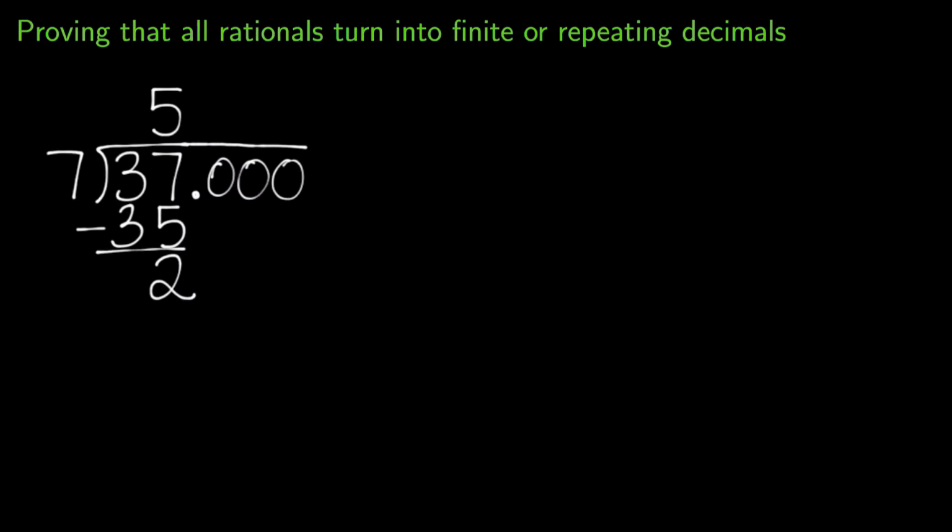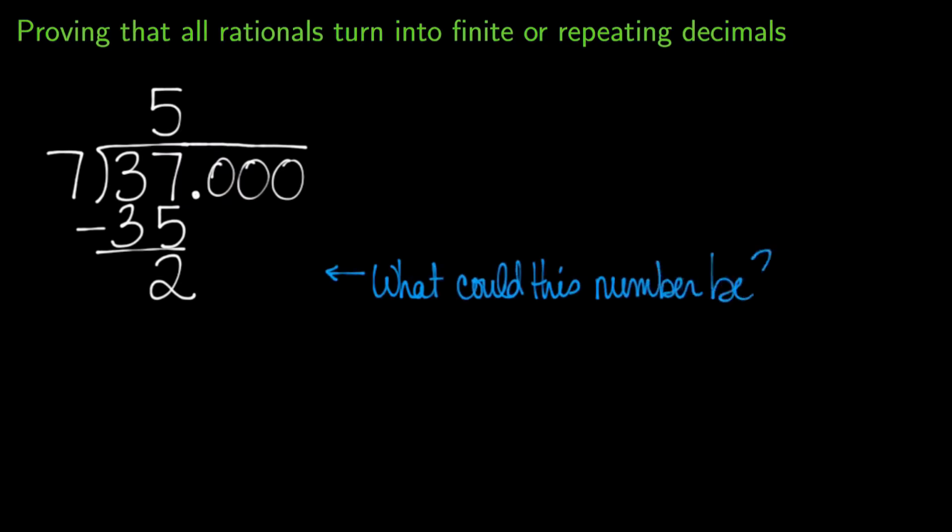But I want to pause here and ask a really important question, which is really the key to this whole proof. Take a look at this 2. What other possibilities were there for this number? What can the remainder possibly be? With 37 divided by 7, you always get a remainder of 2.